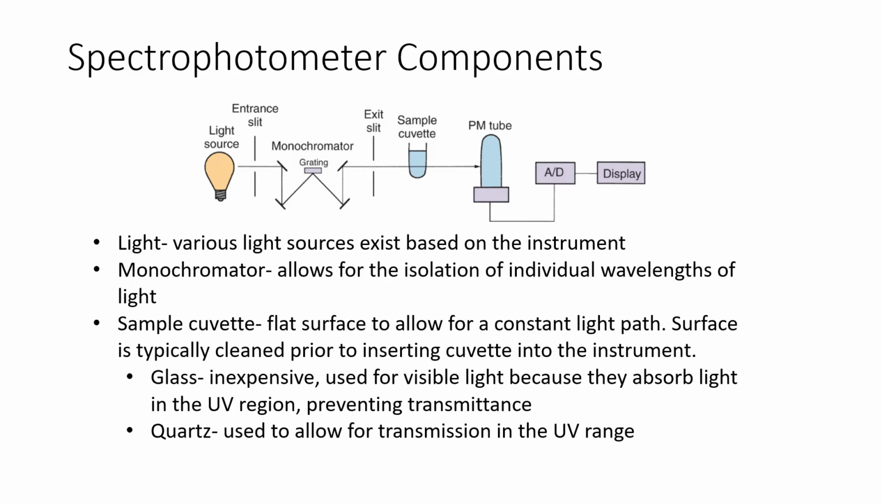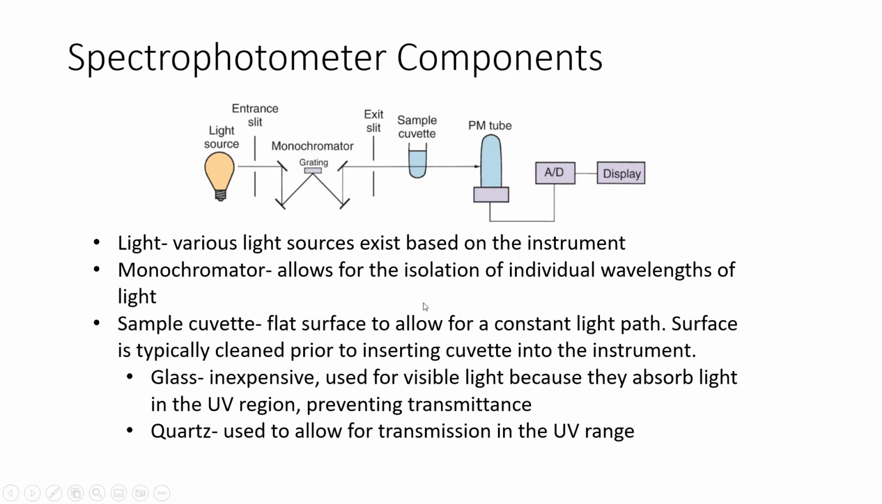The components of a spectrophotometer are listed out here. This is just a monochromator, a very simple spectrophotometer. We have a light source, then an entrance slit, and then the monochromator, which has a grating in it. There's an exit slit, then the light goes through the sample cuvette and into the PM tube, and then it gets detected by a detector, and then it's displayed.